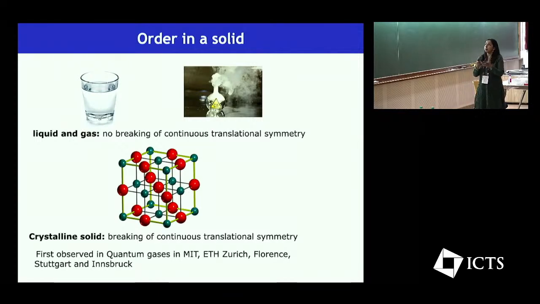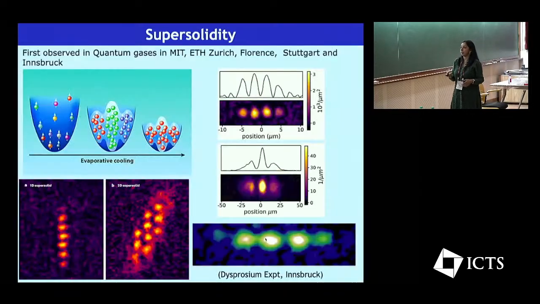So what happens when you have an order in a solid? In liquid and gas, it's all uniform. Whichever direction you try to go, you find that it's the same everywhere. So there is no breaking of continuous translation symmetry. But in a crystalline solid, it's not the same at every point in space. So there is actually breaking of continuous translation symmetry. This is the concept which we need to understand in supersolidity.